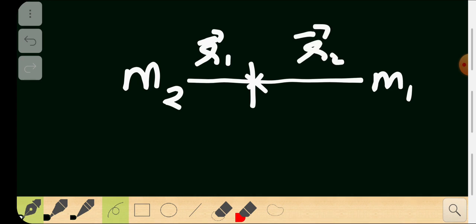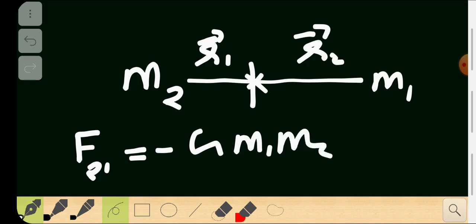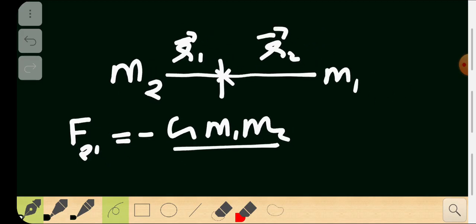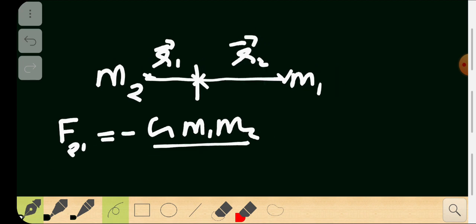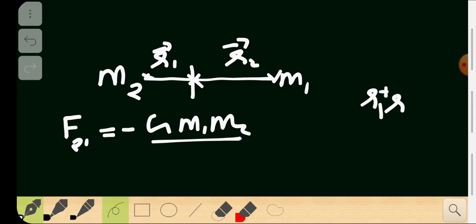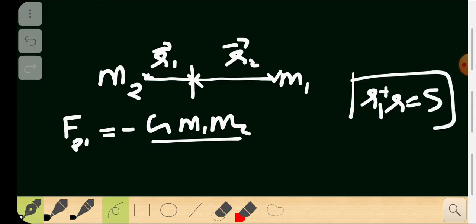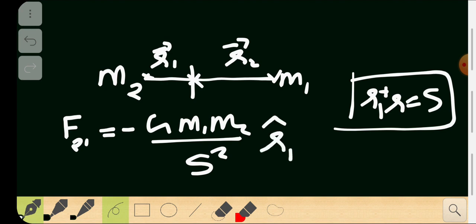Now the gravitational force F12, because of m1, will be minus G m1 m2 divided by the total distance squared. The total distance between the two bodies, let's call it s, is r1 plus r2. So r1 plus r2 is equal to s, and the force is minus G m1 m2 over s squared in the r1 cap direction.